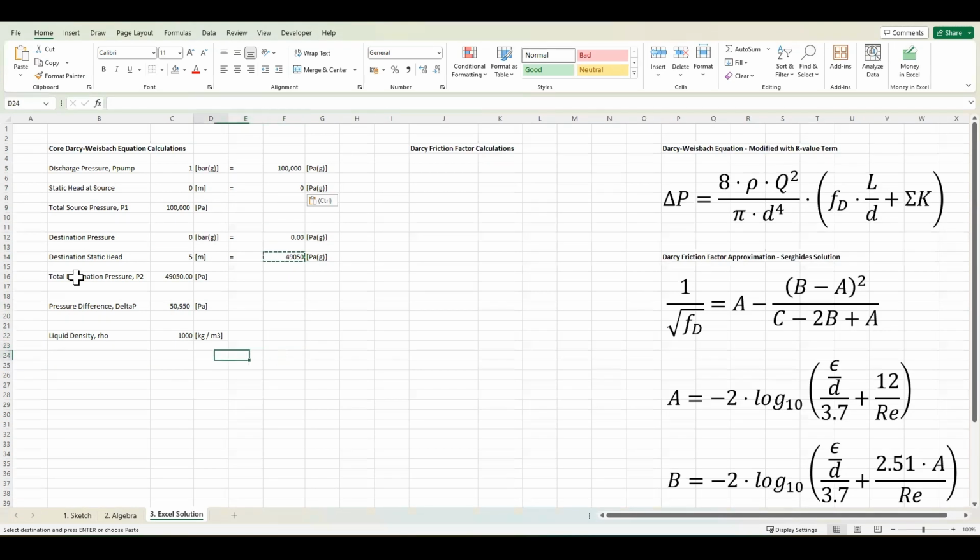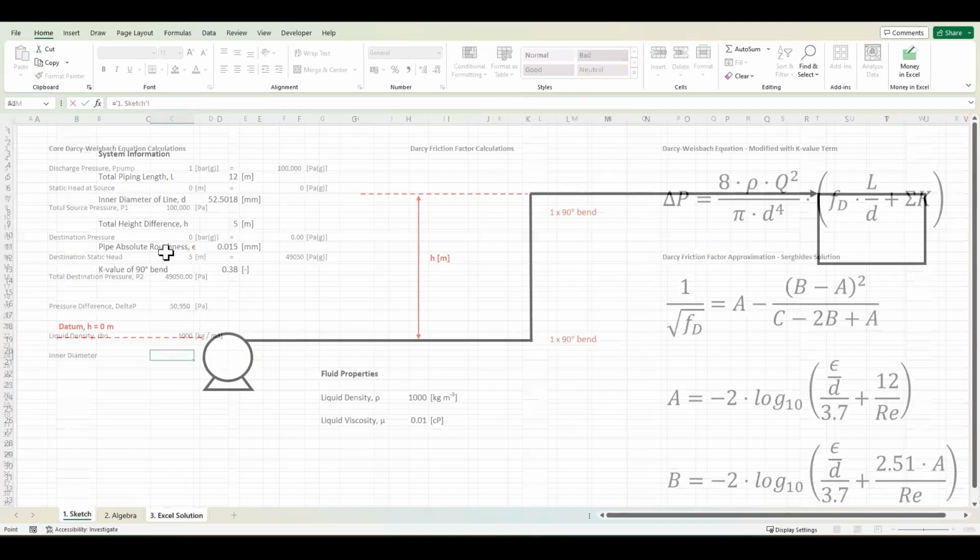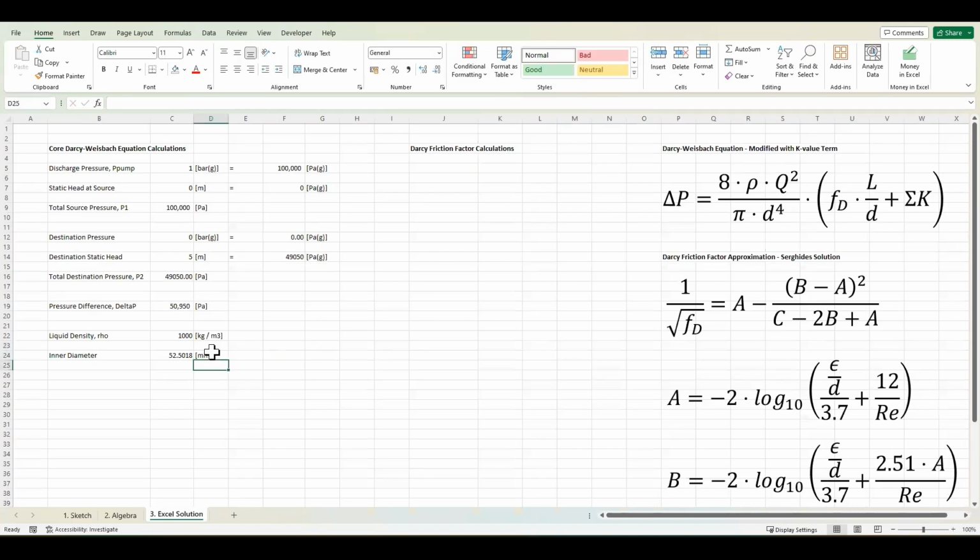What else are we going to do now? I'm going to put in the inner diameter of the pipe, and I think I'm just going to set that equal to this here. So we've got the inner diameter of the pipe.